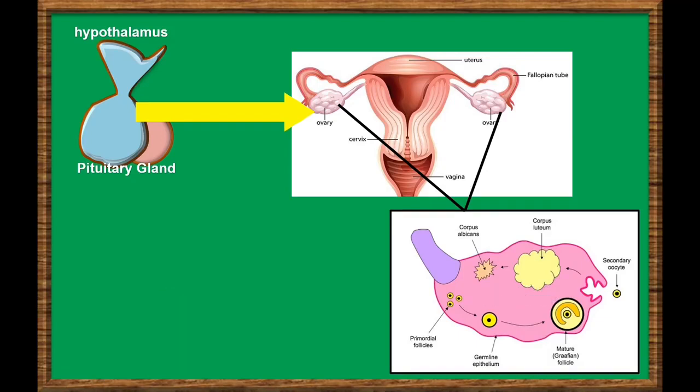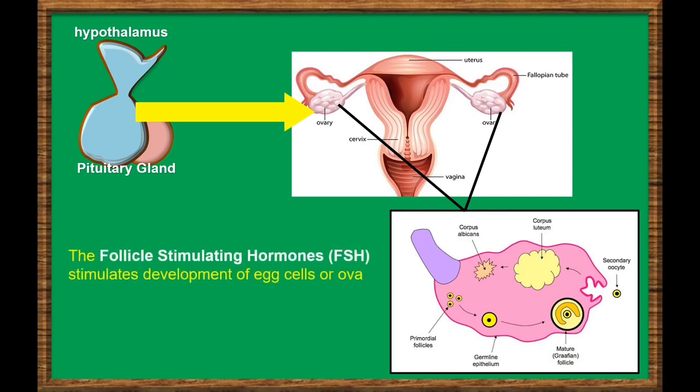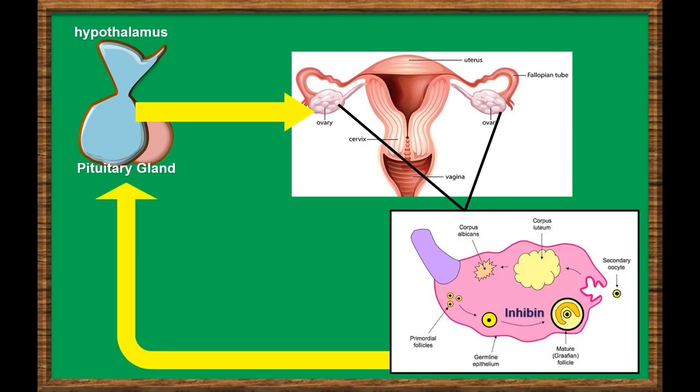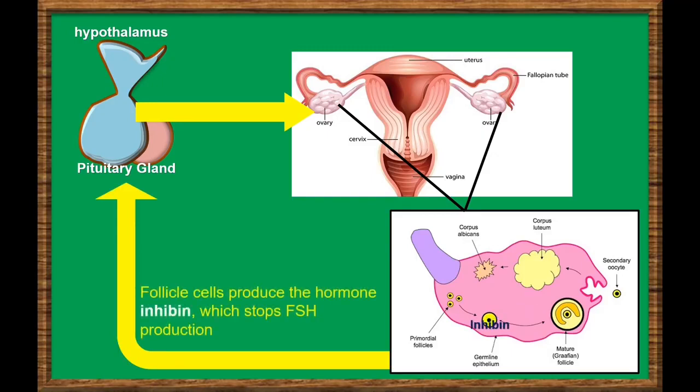In addition, follicle-stimulating hormone stimulates development of egg cells called ova, which develop in structures called follicles. Follicle cells produce the hormone inhibin, which inhibits or stops the release of follicle-stimulating hormone. This gives negative feedback in the female reproductive system.